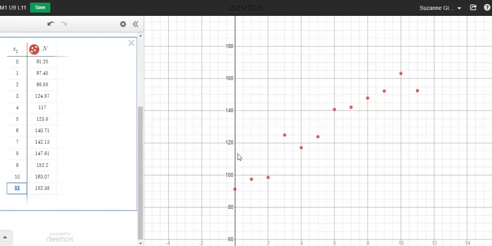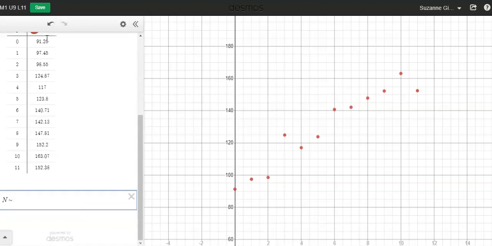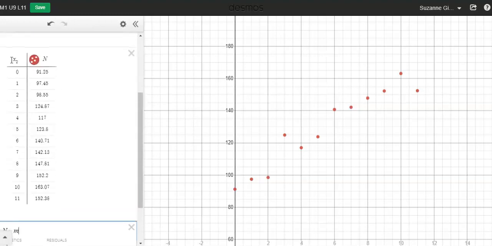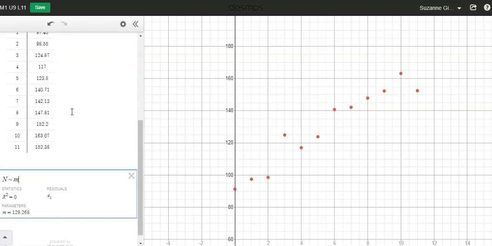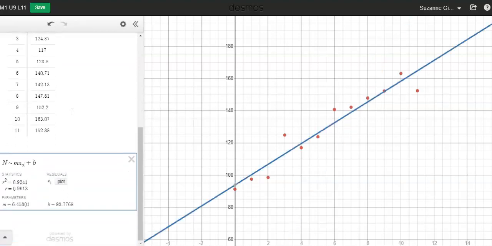And I have already pushed the little zoom fit button so that I can see all of my data right here. For linear regression, I need to pay attention to how my variables are labeled. My output here, I put an N for Netflix, so I'm going to put N, and then a tilde, and then I want the slope, so that's M for slope, and then I need to look at what my independent variable is labeled as, and it's X sub 2, so I'll type X2, and then plus B for y-intercept.